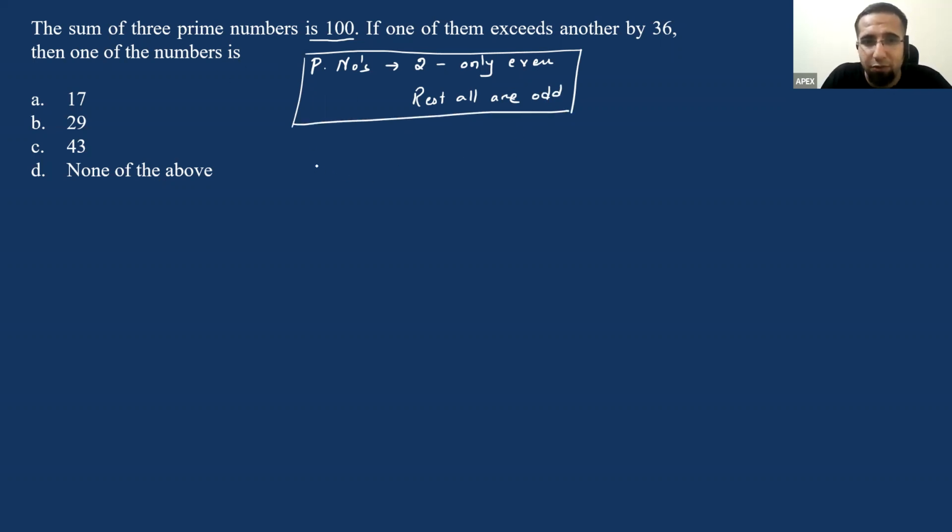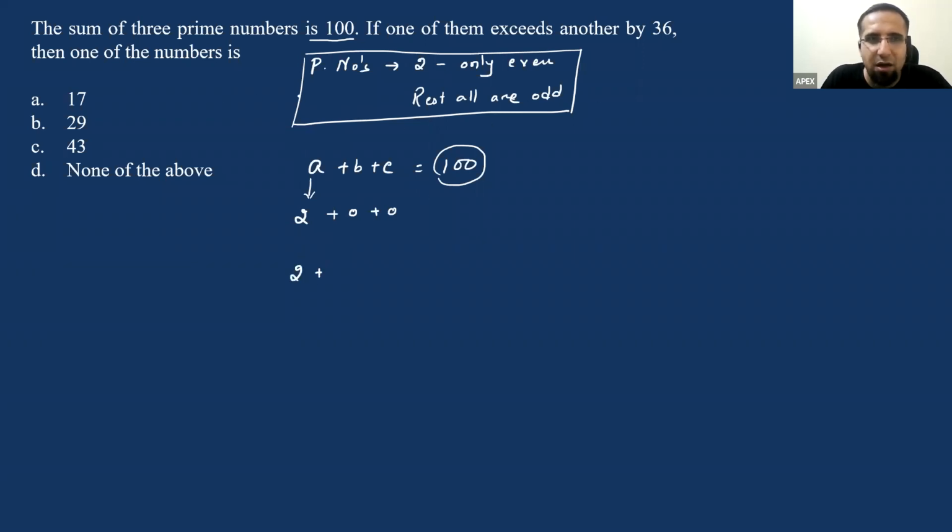Now, sum of three prime numbers. Okay, let's say this is a plus b plus c is equal to 100. Now, definitely two of them will be odd. Now, what is odd plus odd? Odd plus odd is even, right? So if I take the third prime number also as an odd number, then the whole sum becomes odd, but our sum is equal to 100. So by default, this will be 2. Clear? So one of the prime numbers is 2.